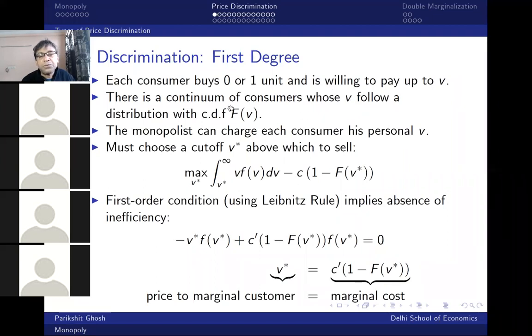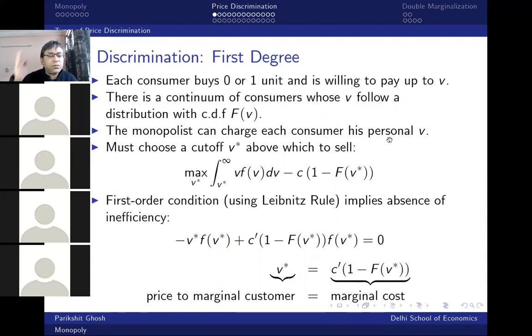And let's assume there's a continuum of consumers, and their individual V's follow a distribution, a smooth probability distribution. We'll normalize the measure of consumers to one. So this F of V, the distribution of the valuation or willingness to pay in the population, is exactly like a probability distribution, right? F of V is a distribution function, and it will have a corresponding density function. If you differentiate it, small f of v is what you get, and that is the density function of the probability distribution.